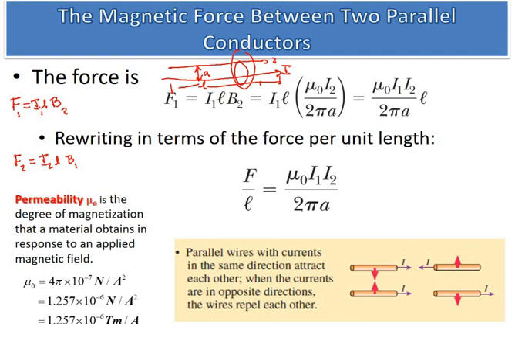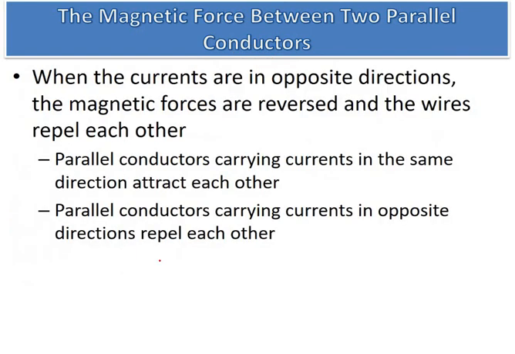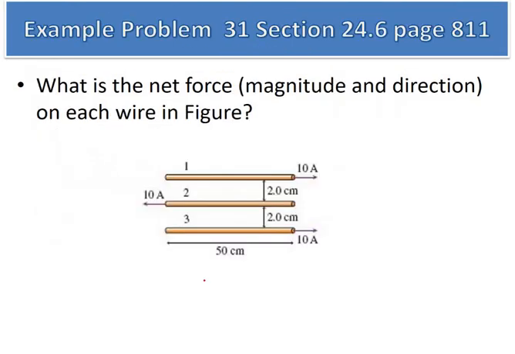Okay, let's see another thing here. When the current moves in the opposite direction, the magnetic field will reverse, and the wires repel each other. Parallel conductors, same direction, attract. Parallel conductors, current in opposite direction, repulsion. And this example, we're going to do in a second because I need more time and space for this one. So wait a second.